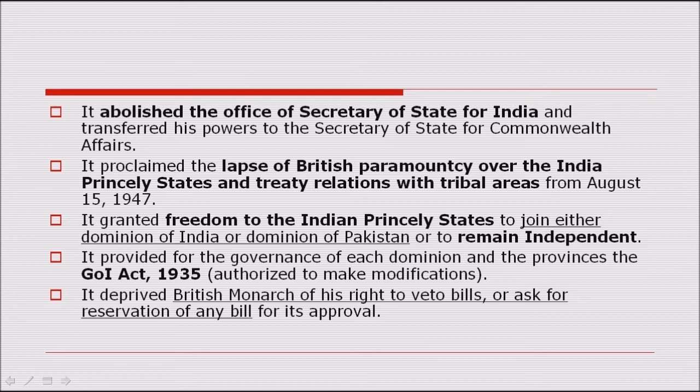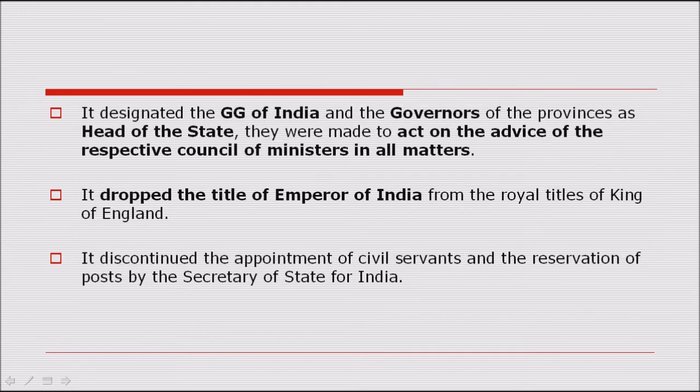It provided for the governance of each dominion and the provinces by the Government of India Act of 1935. And it deprived the British monarch of his right to veto bills or ask for the reservation of any bill for his approval. So it is a very simple provision. It designated the Governor General of India and the governors to act on the advice of the respective Council of Ministers in all matters. So a kind of parliamentary type of government provision was there, because it designated the Governor General of India and the governors of the provinces as the head of the state, and they were to act on the advice of the Council of Ministers.